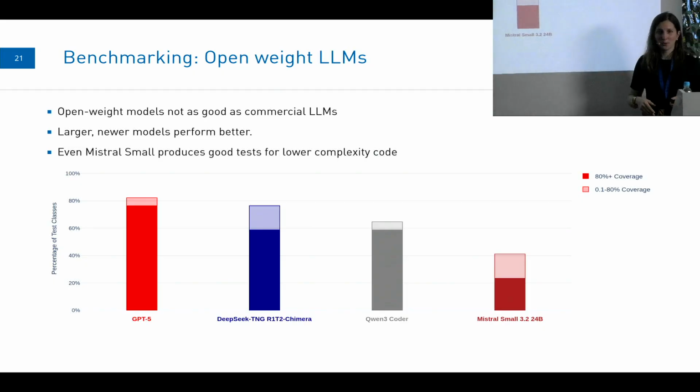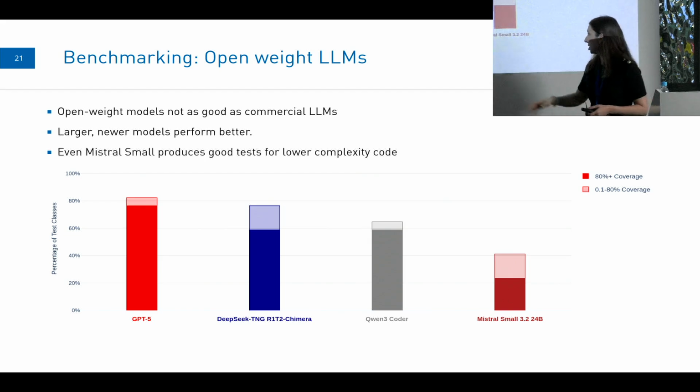If you have a smaller model, it performs less well, right? Mistral Small, you still get some tests out of it, so you can definitely use it to get some coverage, but you won't get as much as for the other one. Of course, for this, you need much less GPU power, right? So it might be more affordable for your infrastructure to run this.